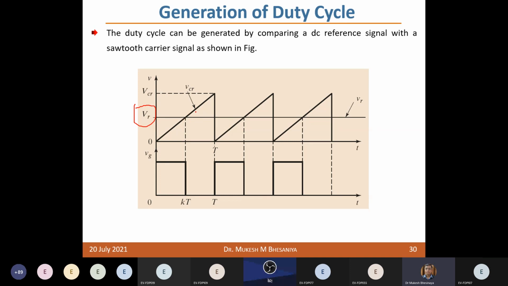Okay, so by comparison of this signal, you can generate these pulses directly. Okay, so if this reference voltage is increased, the on period will increase. If you reduce this reference voltage, the on period will reduce. Okay, and by changing this, you vary your voltage from 0 to the maximum voltage, right? So these are the gate signals which are generated for your power electronics device, semiconductor device. Okay, so it will remain on based on your required input voltage, right? I hope this is clear.